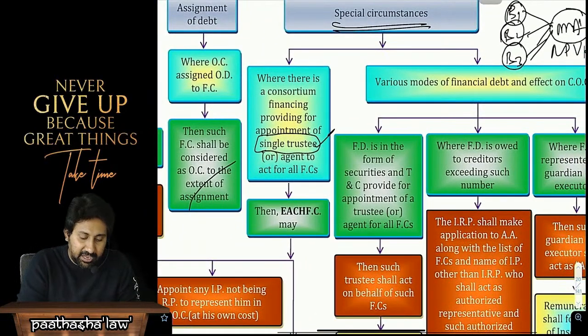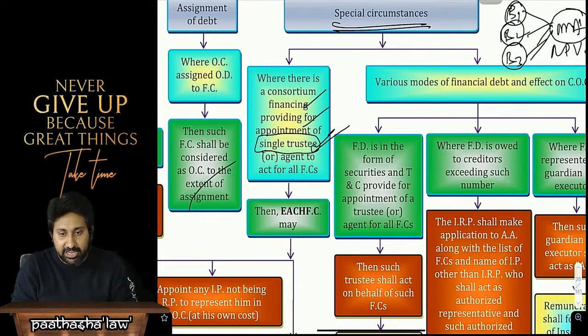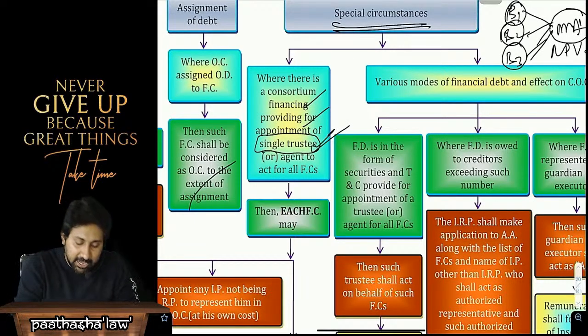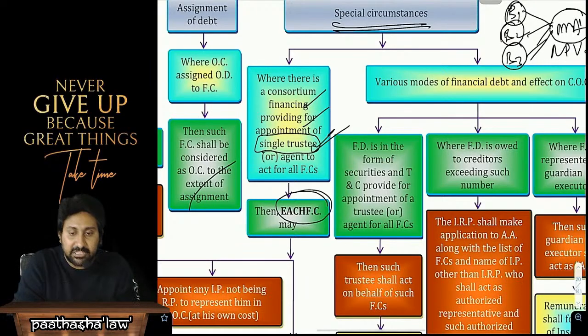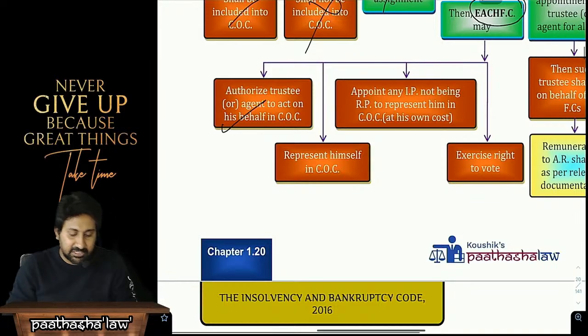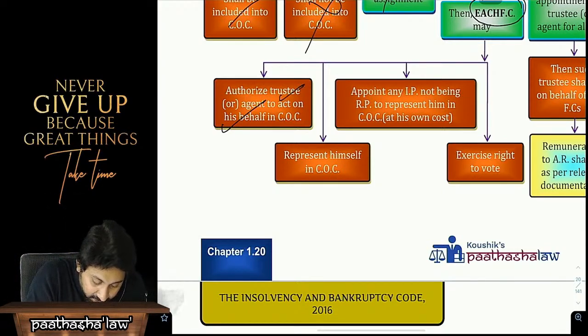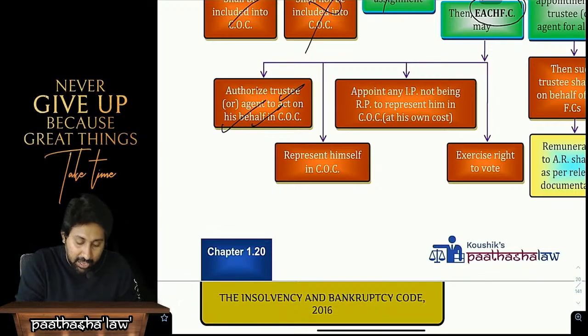Then, where there is a consortium financing provided for appointment of a single trustee or agent on behalf of all financial creditors, each financial creditor may authorize a trustee or an agent to act on his behalf in the COC, and represent himself in the COC.